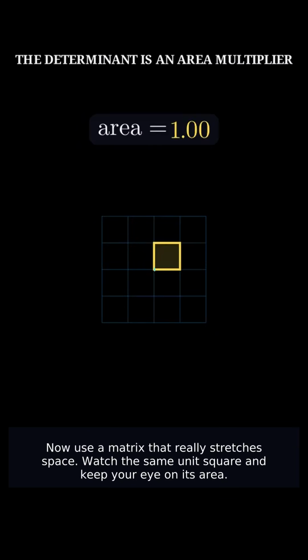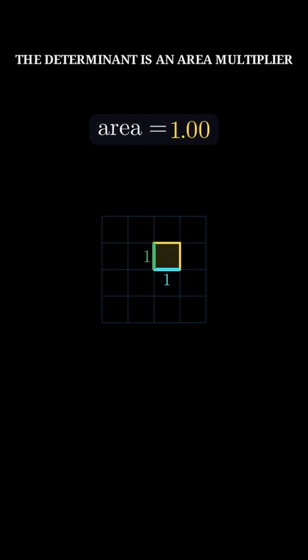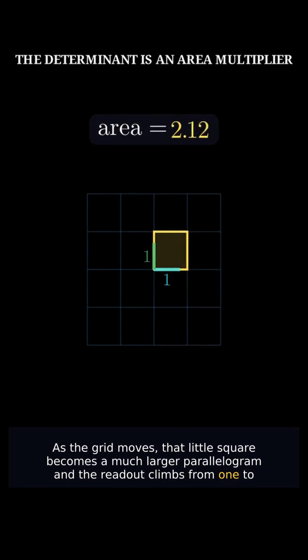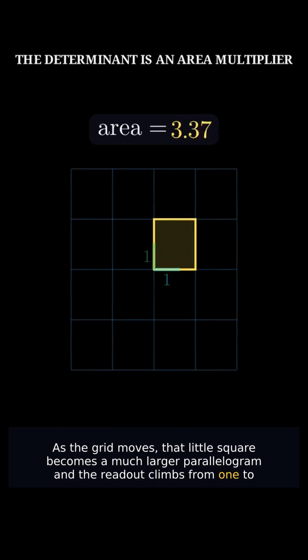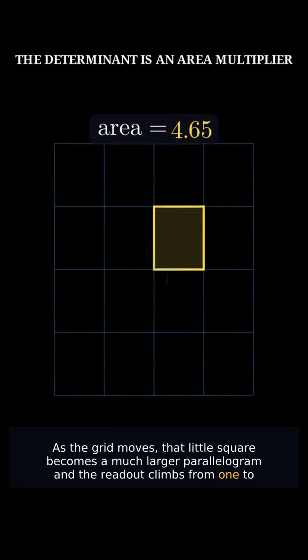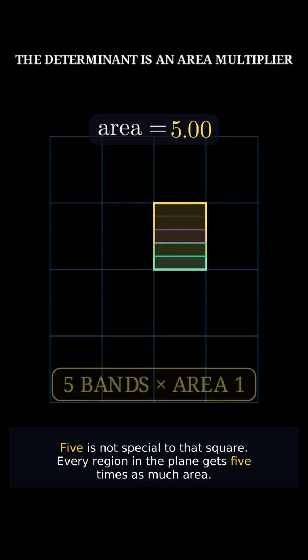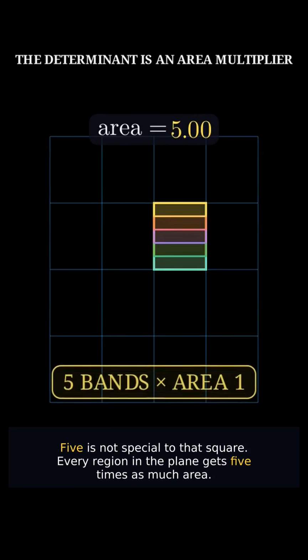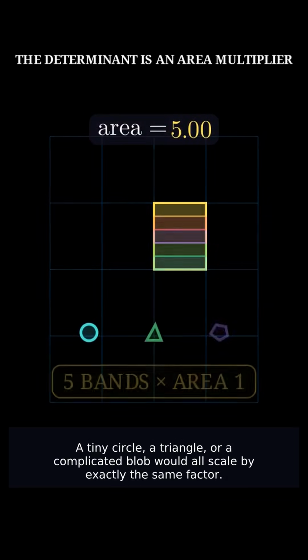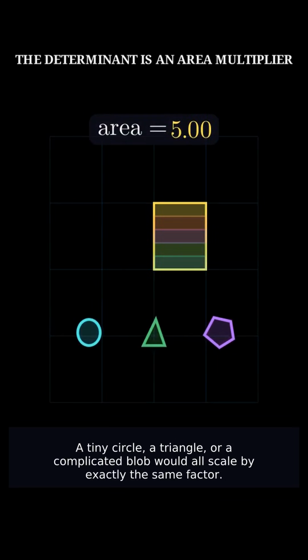Now use a matrix that really stretches space. Watch the same unit square and keep your eye on its area. As the grid moves, that little square becomes a much larger parallelogram and the readout climbs from 1 to 5. 5 is not special to that square. Every region in the plane gets 5 times as much area. A tiny circle, a triangle, or a complicated blob would all scale by exactly the same factor.